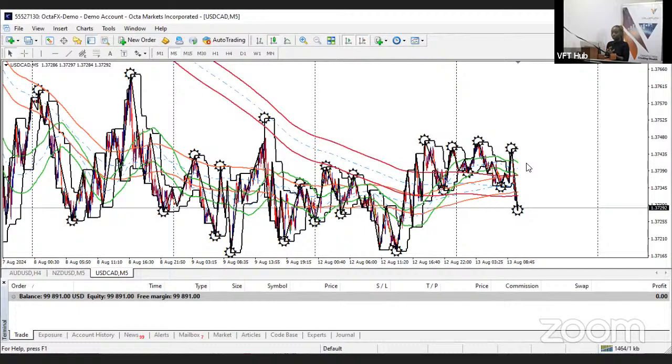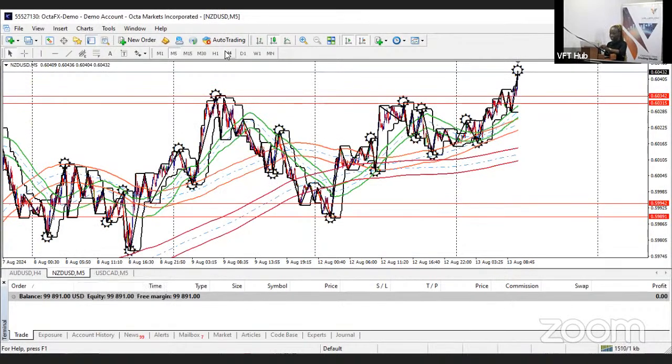So following structure, respecting structure on USD CAD, I am expecting to sell, right? So just wait for price to retrace. And then I see my entry pattern first before I enter, because that's very important. It's one thing to have a bias, another thing for your strategy to be respected to the last point before you jump in. So for NZD-USD now, what do we see on NZD-USD?